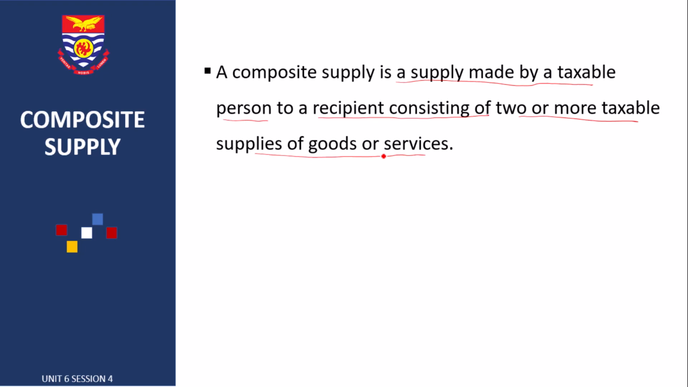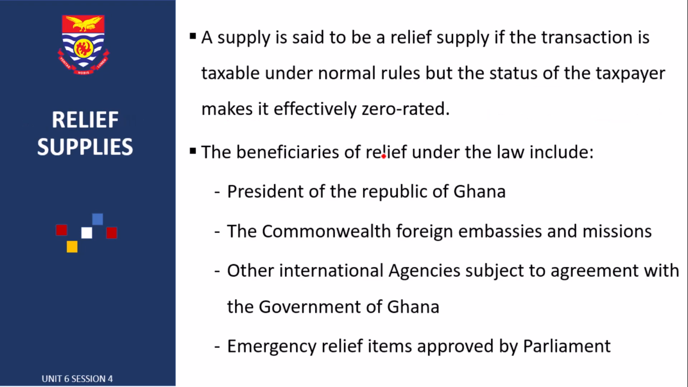The VAT treatment of a composite supply also depends on the predominant character of the supply. It is important to note that the concept of composite supply is similar to the concept of mixed supply, but there is a difference between the two. While a mixed supply can include both taxable and exempt components, a composite supply consists only of taxable supplies of goods or services that are naturally bundled and supplied in conjunction with each other.